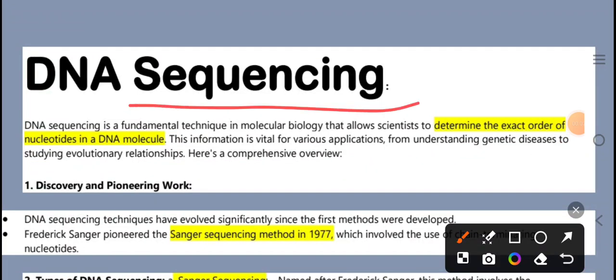Today we will discuss DNA sequencing. It is an important topic for the PGT biology exam. Now what is DNA sequencing? It is a fundamental technique which allows scientists to determine the exact order of nucleotides in a DNA molecule.